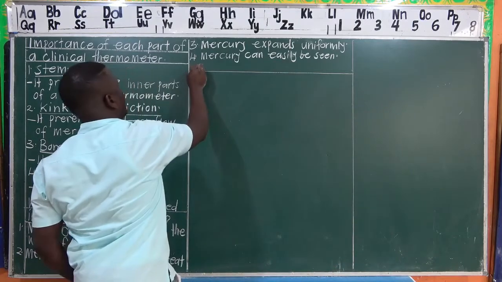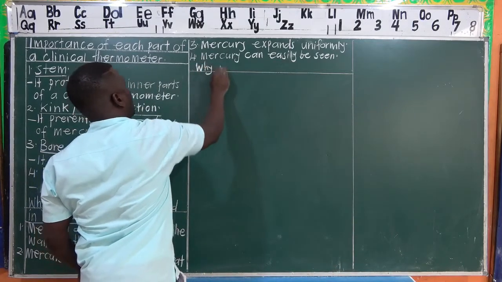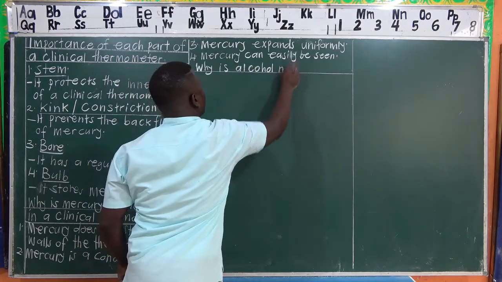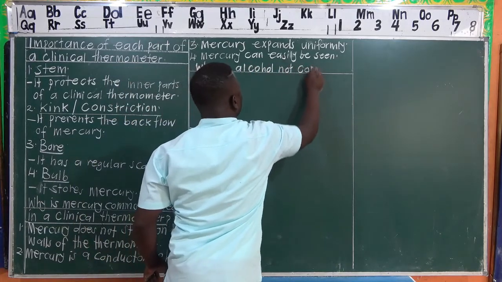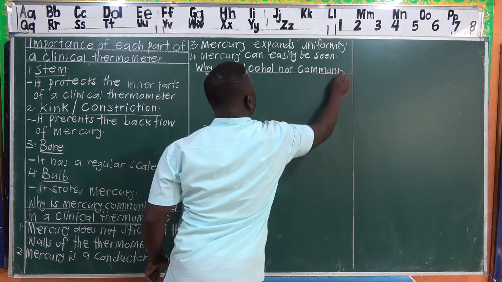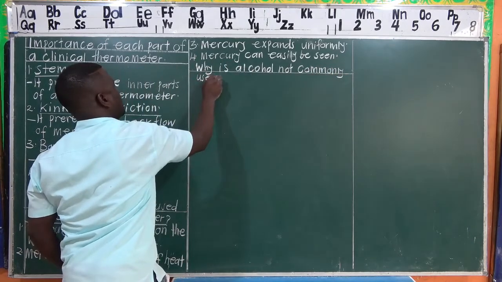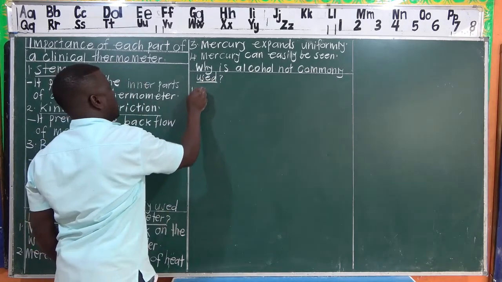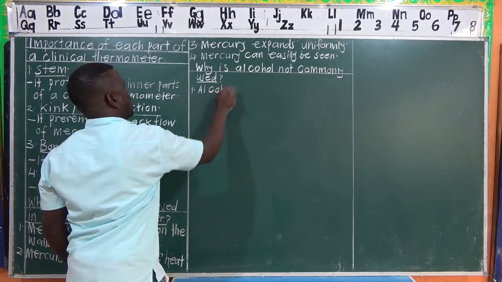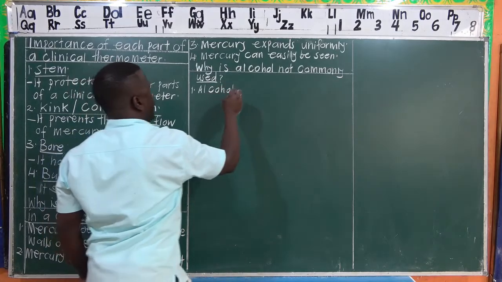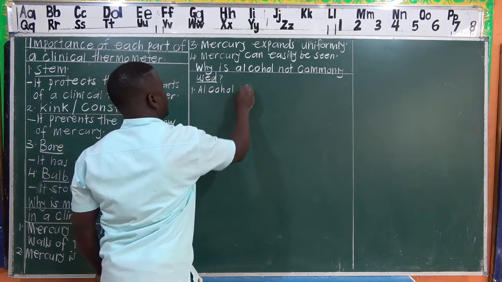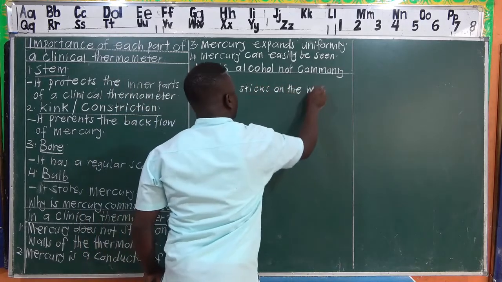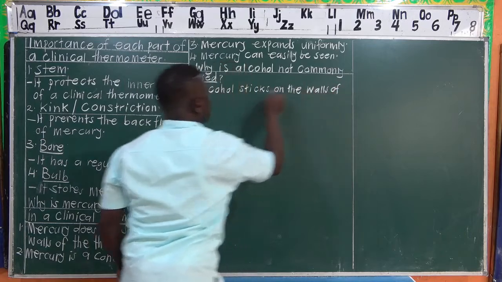Why is alcohol not commonly used? One, alcohol sticks on the walls of the thermometer.